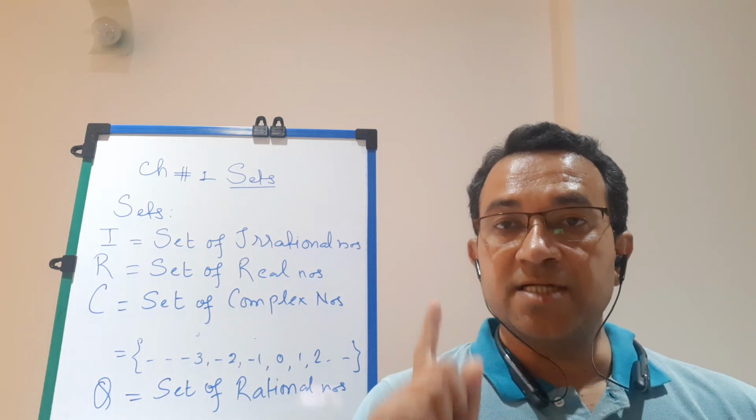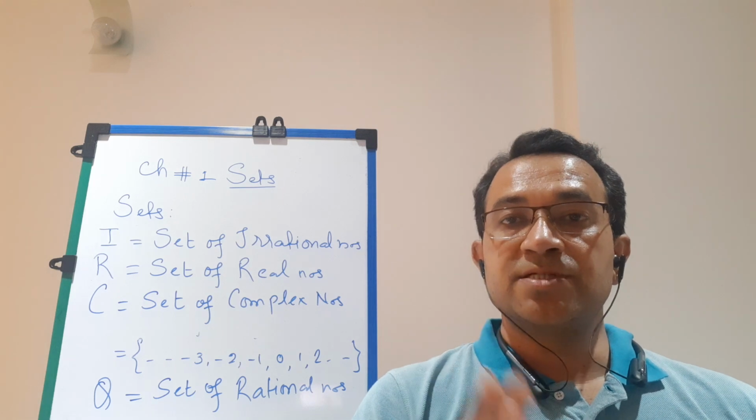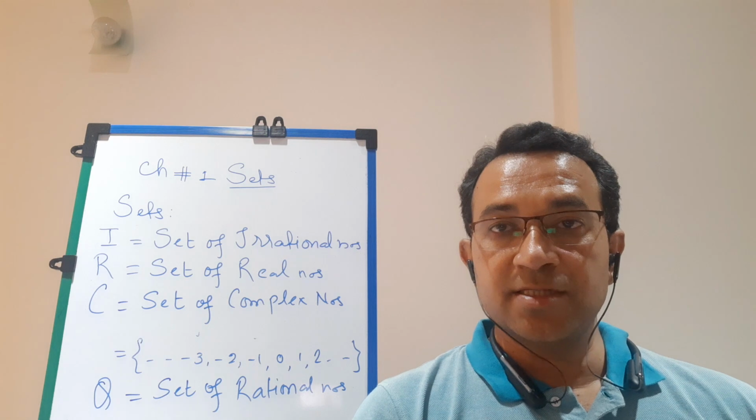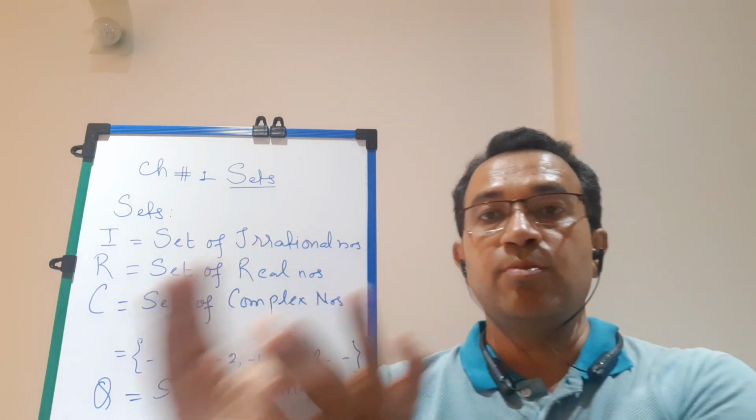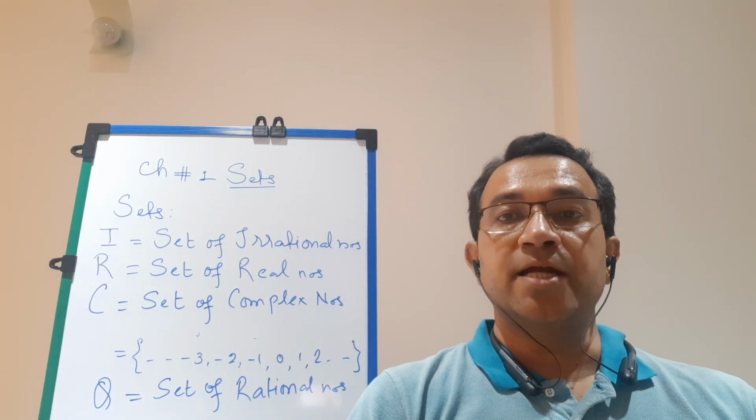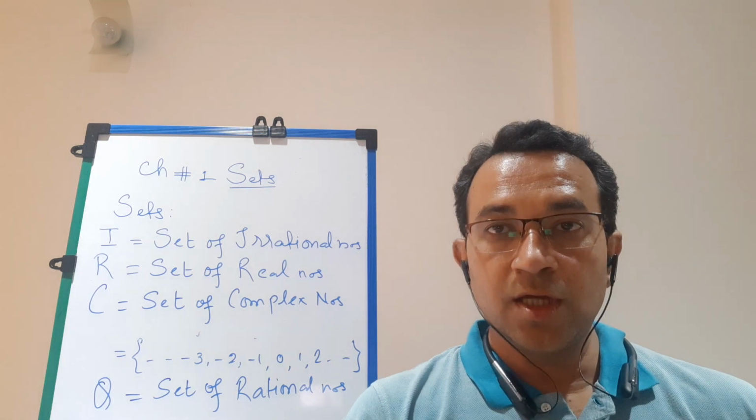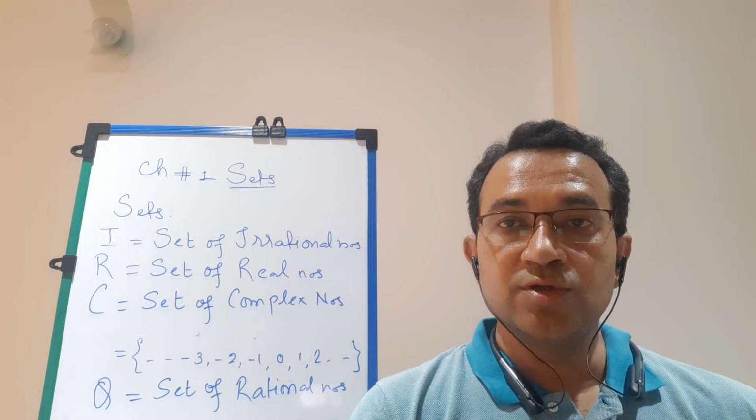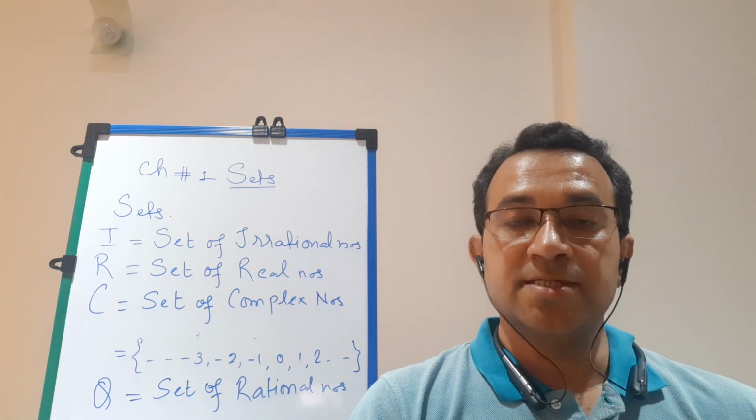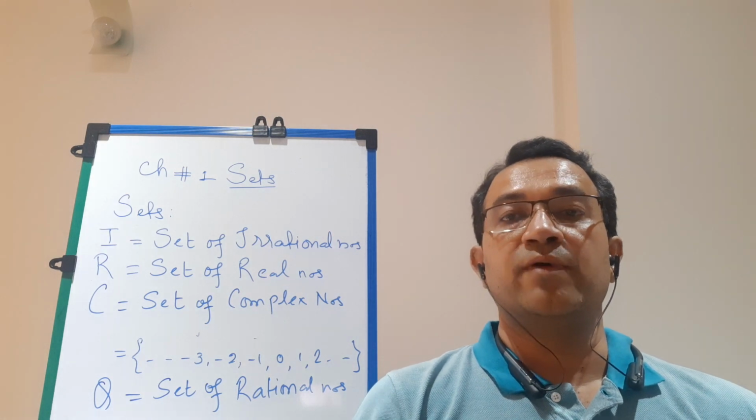So in a nutshell, the sets are: N is set of natural numbers. Natural numbers start from 1 and it is an infinite set. Z is set of integers. Integers can be negative also, positive also, including 0. Then Q is set of rational numbers. A rational number is written in the form of p by q, where specifically q is not equal to 0 and p and q are integers. Then comes I, set of irrational numbers. Irrational numbers are root 2, root 5, like that.